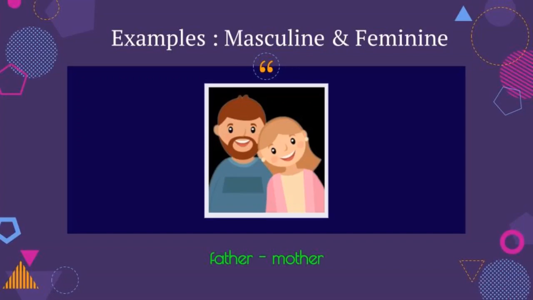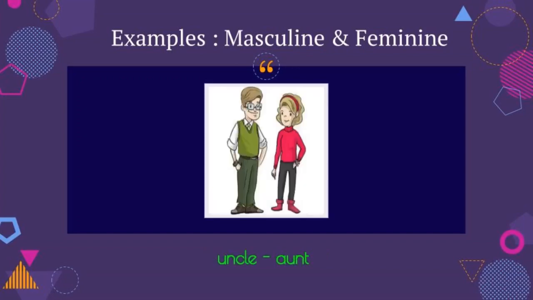And the next example is uncle and aunt. Uncle is a male gender and he is the brother of our father or mother. Otherwise, we can call our aunt's husband uncle. Aunt is a female person and she is the sister of our father or mother. Otherwise, we can call our uncle's wife aunt. So the opposite gender of uncle is aunt.